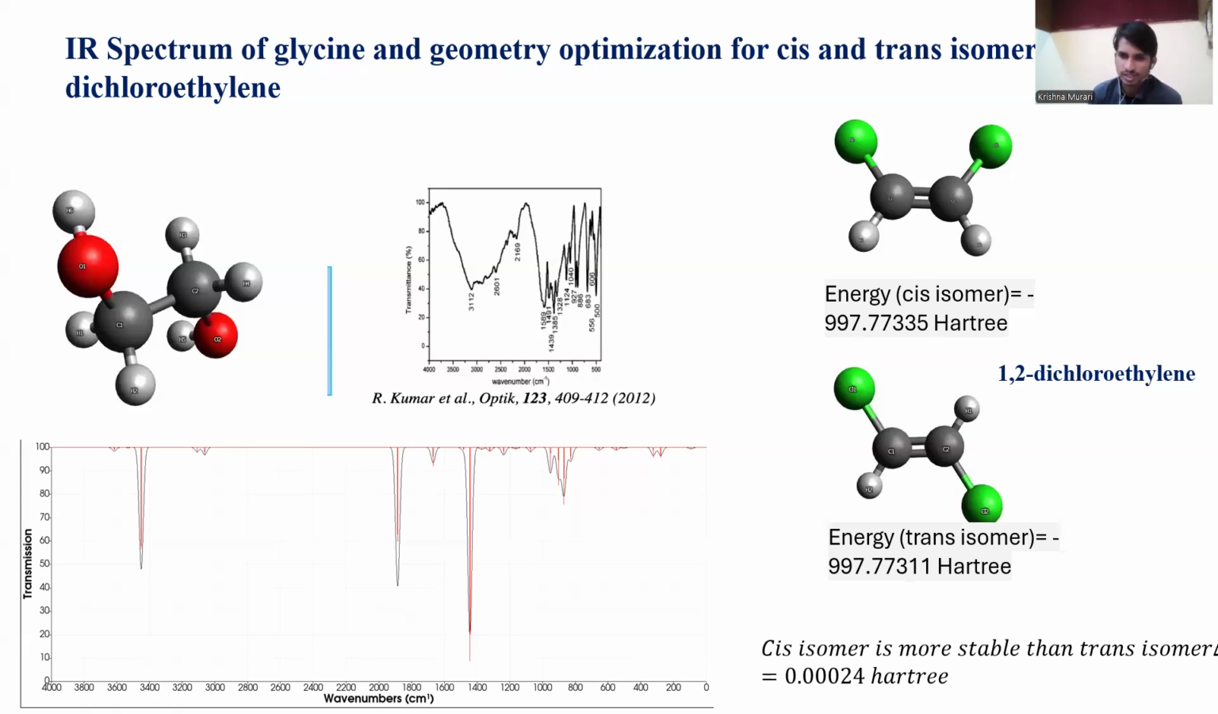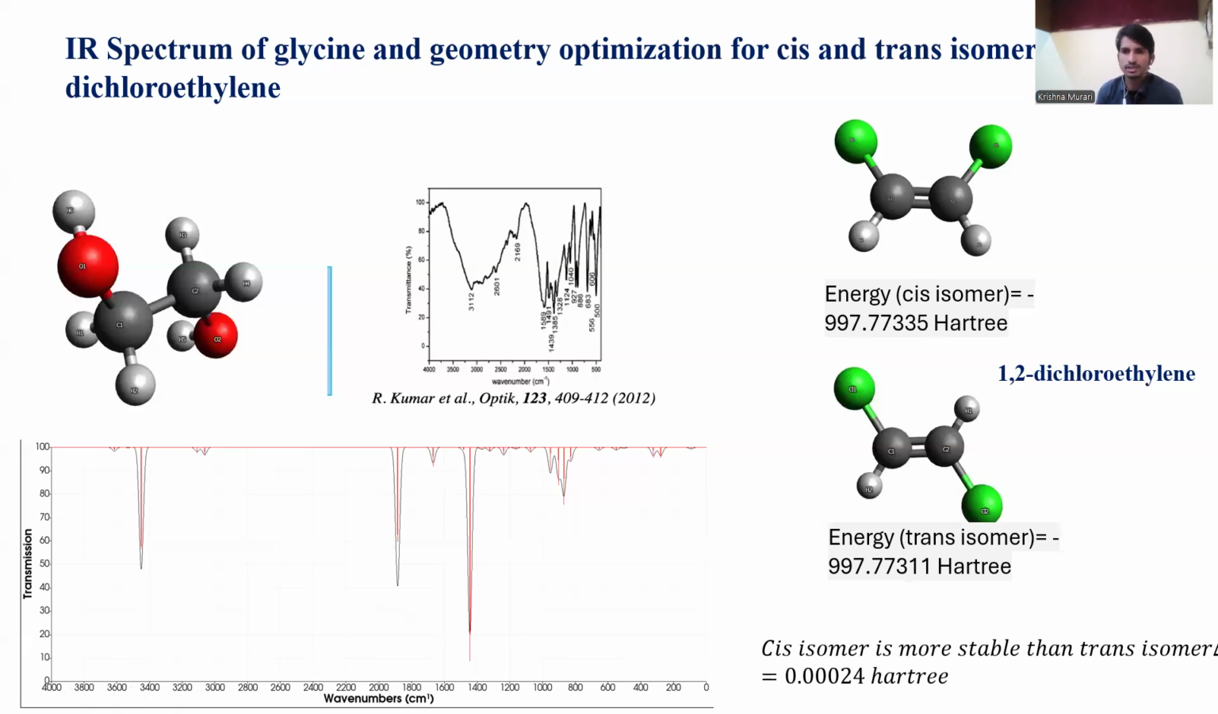Now from the computational result, you can clearly see the cis isomer is more stable than the trans isomer, but this is not experimentally true. The trans isomer is more stable than the cis isomer, mainly for two reasons. First, in the cis isomer, you have two big chlorine atoms present on the same side, and chlorine has lone pairs of electrons. They will cause repulsion, due to which the cis isomer is less stable.